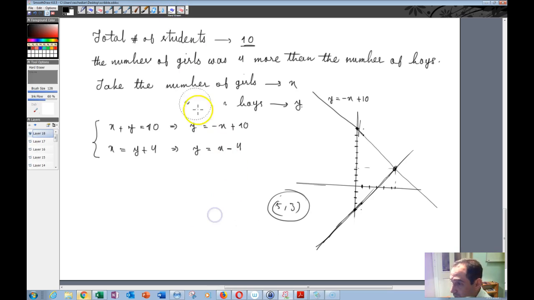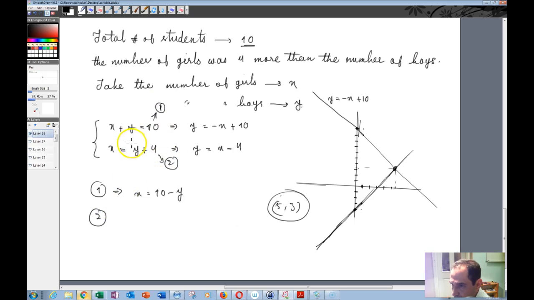Now, if you were to actually solve this problem algebraically, you know that x plus y was equal to 10, and x was equal to y plus 4. So I can call this 1, I can call this 2, and you can express x in terms of y, for example. So you can write this equation as x is equal to 10 minus y. And then you can take 2 and substitute 1 in 2. So then x would be equal to 10 minus y is equal to y plus 4.